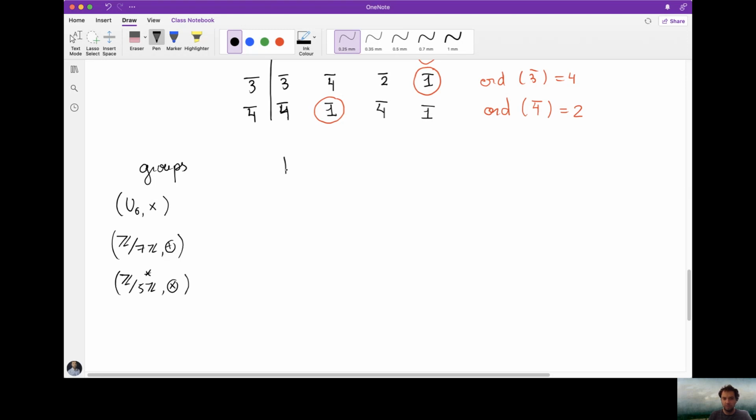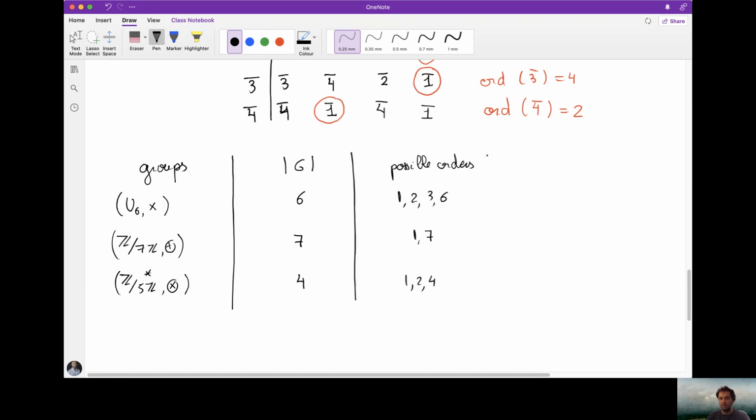And now we can also recapitulate here the cardinality of each of the groups. So here the cardinality was 6, cardinality here was 7, and cardinality here was 4. And which were the possible orders that we found for the elements? Possible orders that we found here, 1, 3, and 6. Those were the possible orders. Here only 1 and 7, and here 1, 2, and 4.